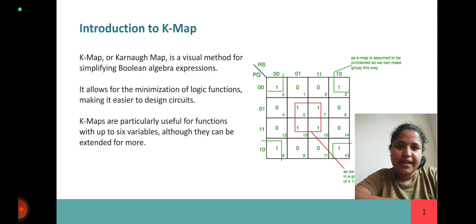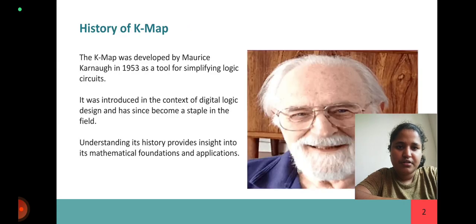Introduction of K-map. K-map or Karnaugh map is a visual method for simplifying Boolean algebraic expressions. It allows minimization of logical functions, making it easier to design circuits, especially digital circuits. K-maps are particularly useful for functions with up to 6 variables, although they can be extended even more, but 6 are the most required variables to be known.